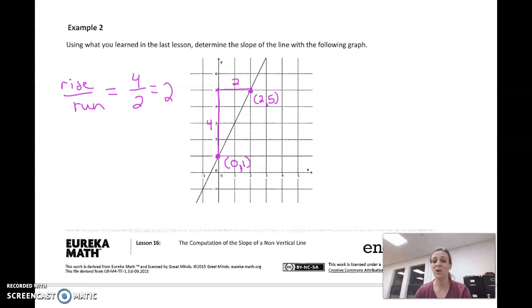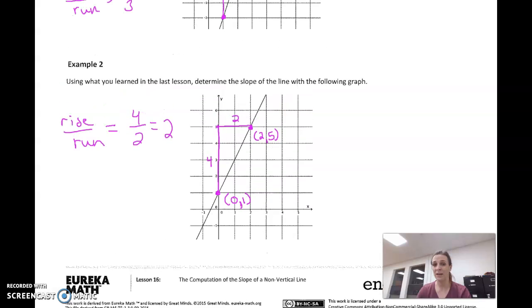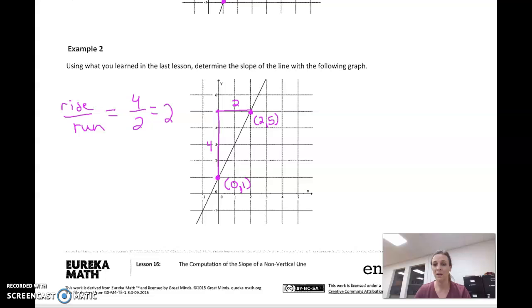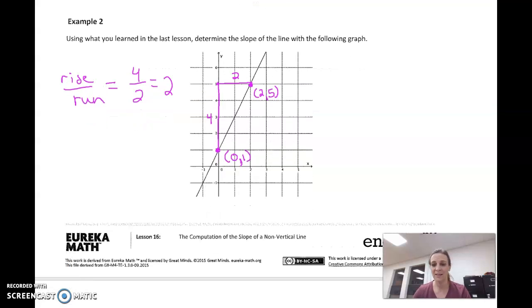But we also have something called the slope formula. Let's talk about what the slope formula means. The slope formula is M. I don't know why it's M. No idea. I'm sure there's a good reason for it, but it's M. It means we're going to take the difference in our y values over the difference in our x values.